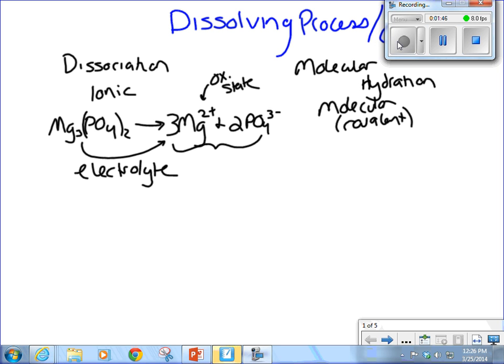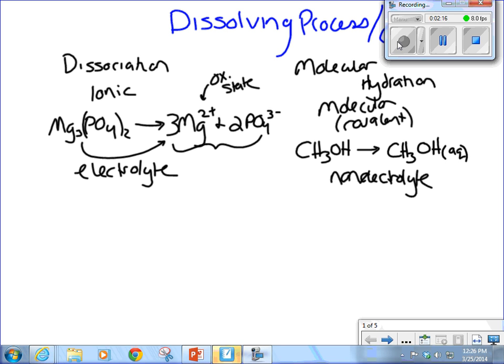Molecular hydration, let's look at methanol. There's no metal and there's no polyatomic ion. All of those are covalent bonds. It just stays together. It just becomes surrounded by the water molecules and turns into an aqueous solution. Because there's no free-floating charged particles, this is a non-electrolyte.